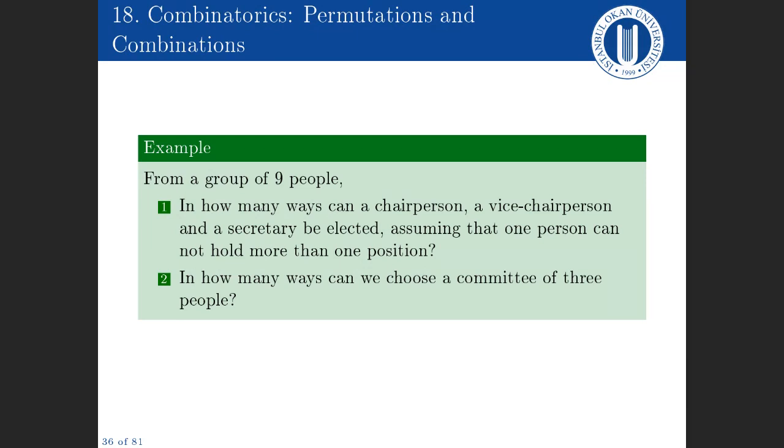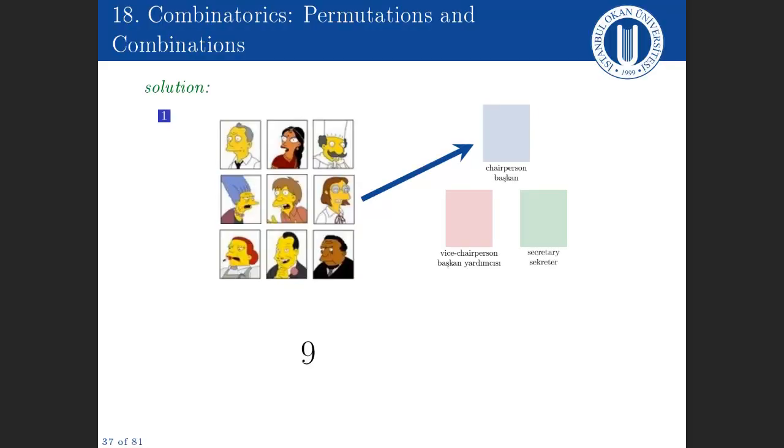From a group of 9 people, in how many ways can a chairperson, a vice chairperson, and a secretary be elected, if we assume that one person cannot hold more than one position? And part 2, in how many different ways can we choose a committee of 3 people? Let's answer question 1 first of all. We have 9 people. We need to choose a chairperson, a vice chairperson, and a secretary.